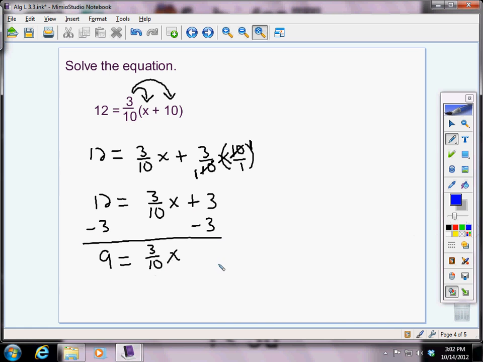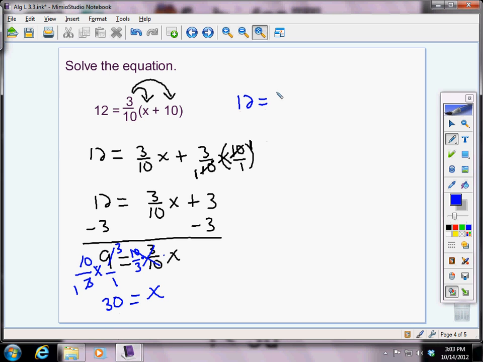What are we solving for? X. What do we have to get rid of? 3/10. How do we do that? Well, it's 3/10 times x, so we divide. But we know when we divide by a fraction, it's the same thing as multiplying by its reciprocal. So we're going to multiply both sides by 10 over 3. Working cross reduce, 3 goes into itself one time, 3 goes into 9 3 times, and we end up with x equals 10 times 3, which is 30.